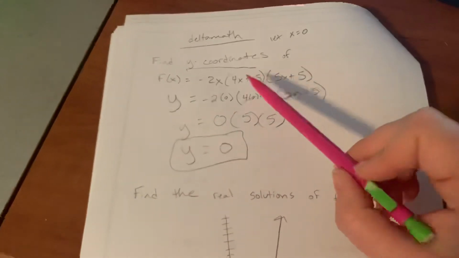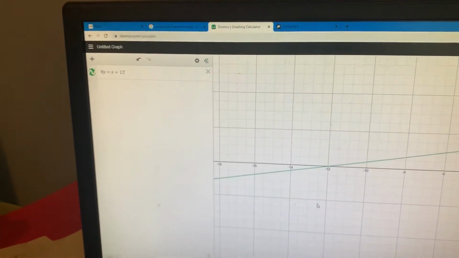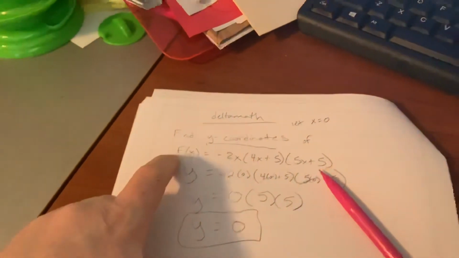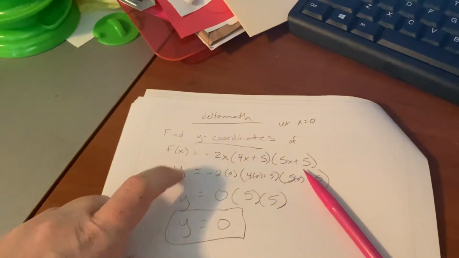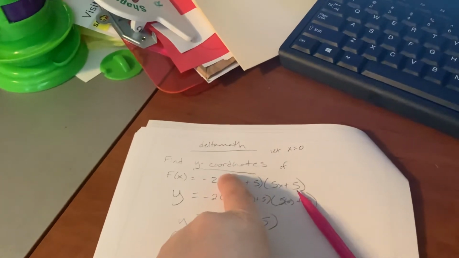So for y-coordinates, I can do that here, or like earlier, I can come up here and simply type it in. I can type in that exact same problem that's right here, except instead of f of x, I would put y equals, and then just type it in. You're looking for where it touches the y-axis. That's the y-coordinate.